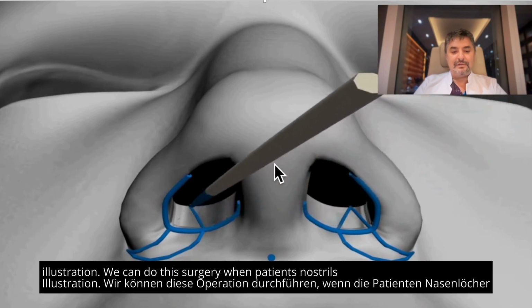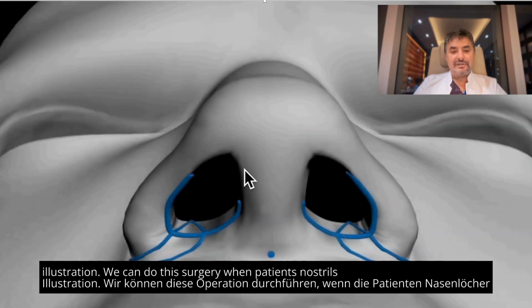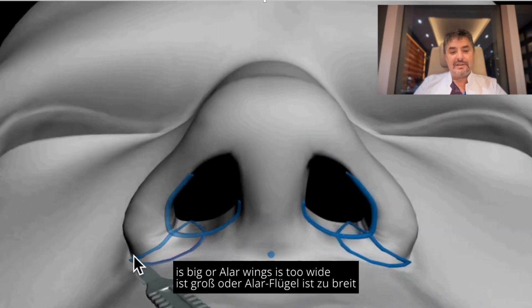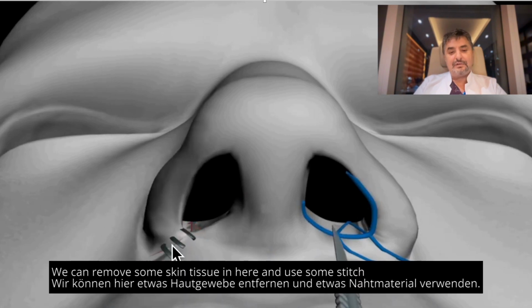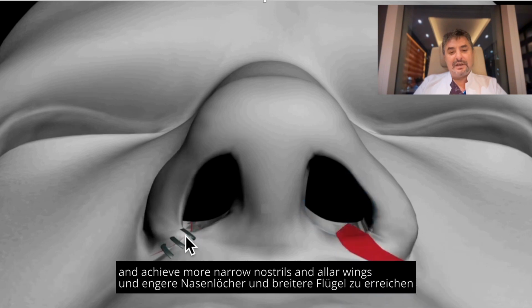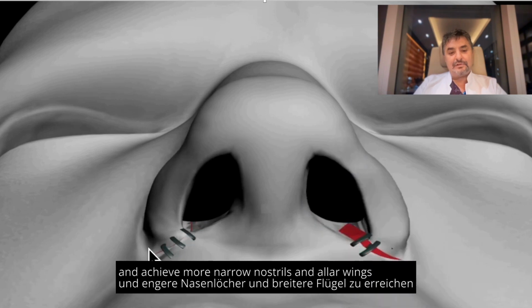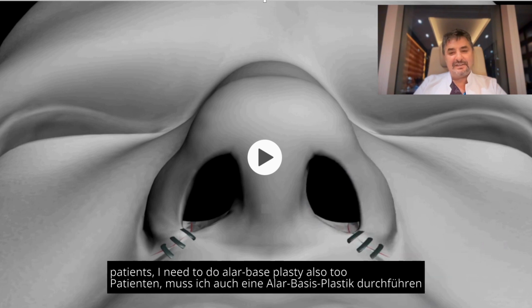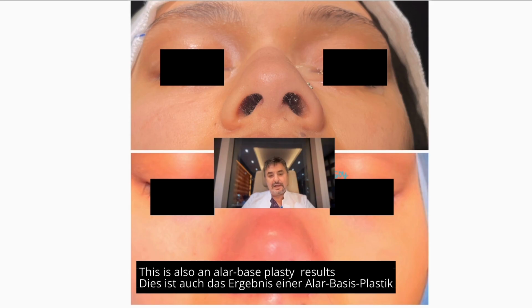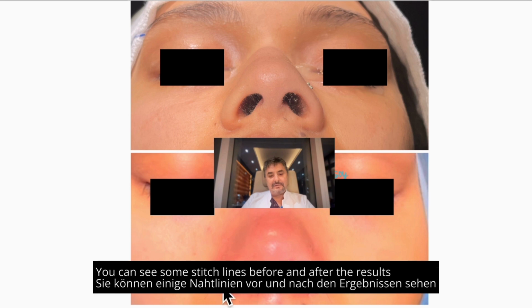illustrations. We can do this surgery when the patient's nostrils are big or the alar wings are too wide. We can remove some skin tissue in here and use some stitches and achieve more narrow nostrils and alar wings, and maybe almost all Afro-American rhinoplasty patients, I need to do alar-base plasty also. This is also alar-base plasty operation table results. You can see some stitch lines, before and after results.